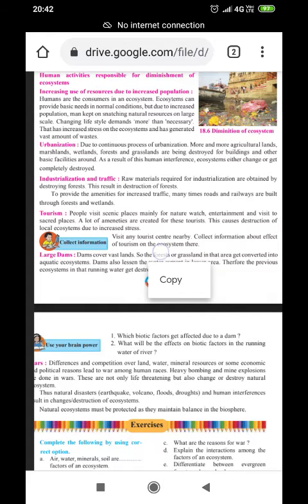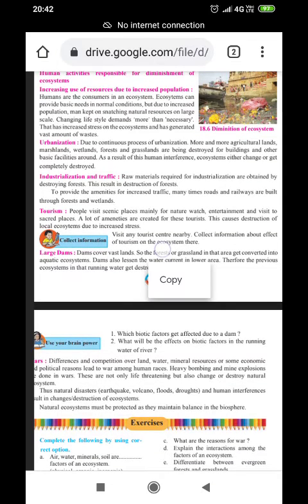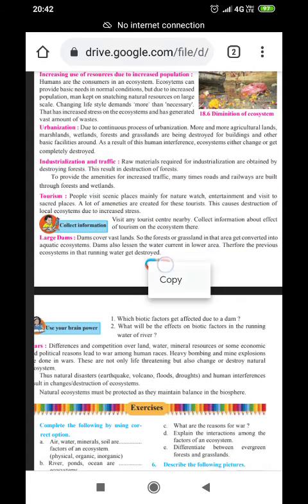More cities are being formed. Due to the continuous process of urbanization, more and more agricultural lands, marshlands, wetlands, forests and grasslands are being destroyed for buildings and other basic facilities. As a result of this human interference, ecosystems either change or get completely destroyed. Industrialization and traffic. Raw materials required for industrialization are obtained by destroying the forest. This results in destruction of forest. To provide amenities for increased traffic, many times roads and railways are built through forests and wetlands.